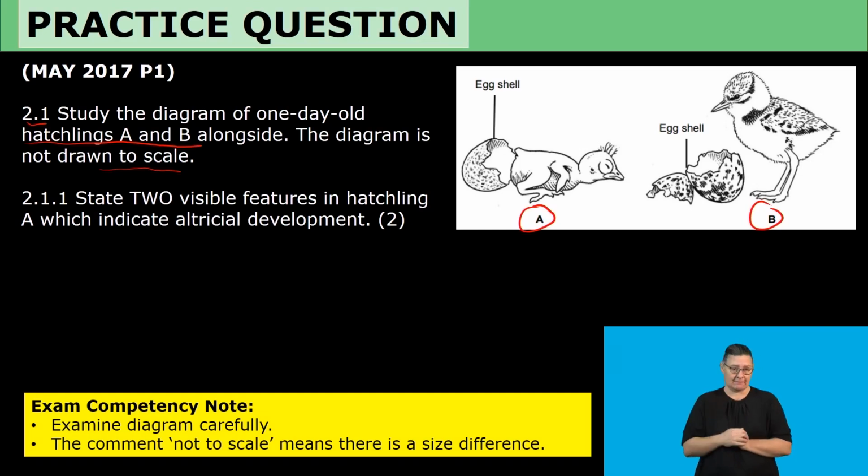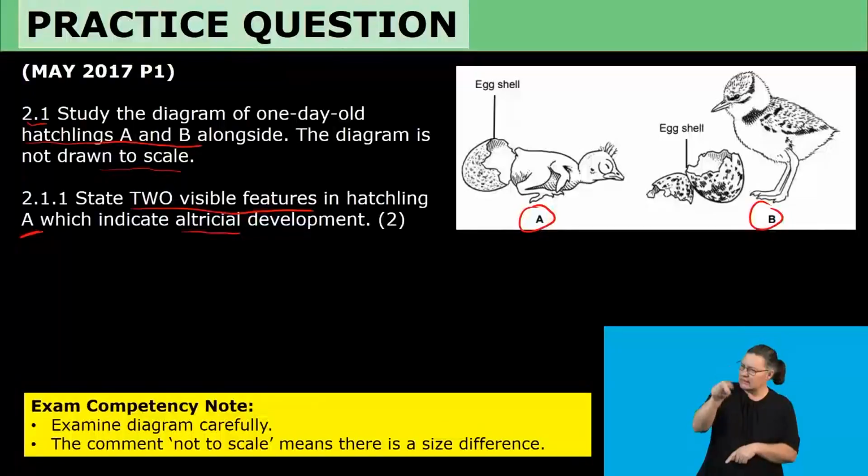2.1.1, our first question. State two visible features in hatchling A which indicate altricial development. When we speak about visible, what to see? So you come to the diagram, you look at diagram A, and you are going to give us two visible. Visible, what you can see. Not what you know, not your prior knowledge, but what you can see.